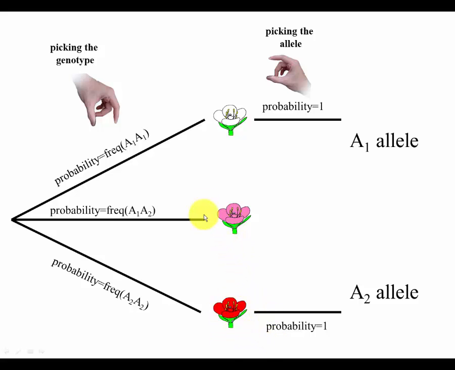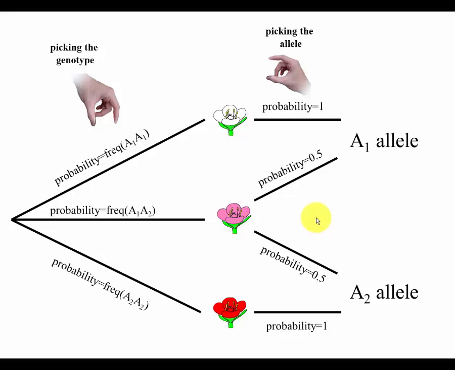The only little wrinkle is the pink flowered individuals. You've got a 50% chance of grabbing the A1 allele out of this pink flowered individual, and a 50% chance of grabbing the A2 allele. So you've started by picking a random individual out of the population, and you've ended up with one allele or the other. This probability tree basically maps out the math that you're going to have to do to figure out how likely it is that you get an A1 allele and how likely it is that you get an A2 allele.